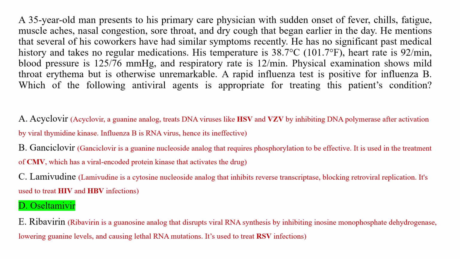And option E, ribavirin, is incorrect because ribavirin is a guanosine analog that interferes with viral RNA synthesis. It inhibits inosine monophosphate dehydrogenase, reducing guanine nucleotides, and promotes lethal mutagenesis of viral RNA. It is used in treatment of RSV infections, and although ribavirin targets RNA viruses, it is not approved or recommended for influenza B treatment.